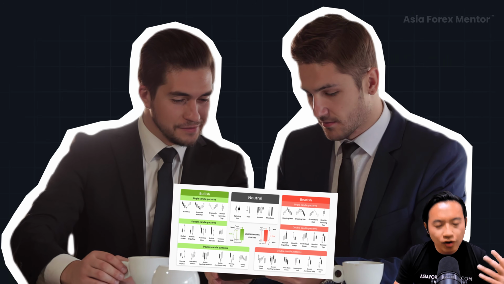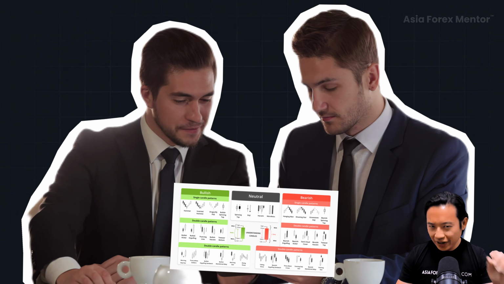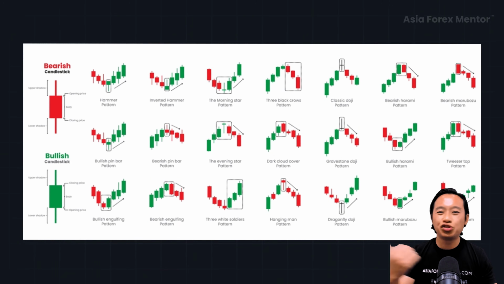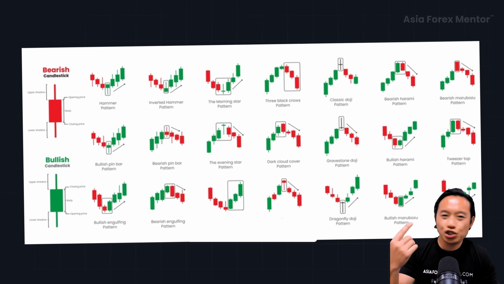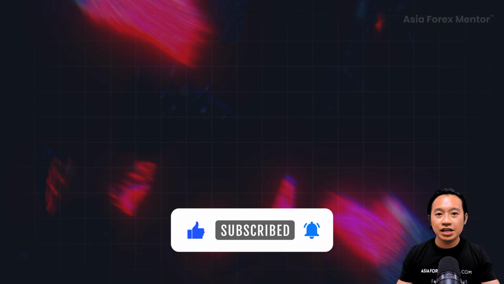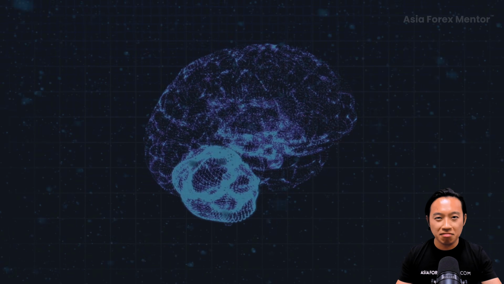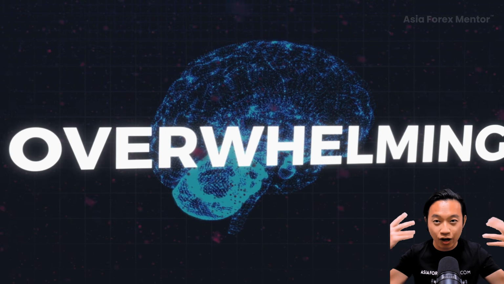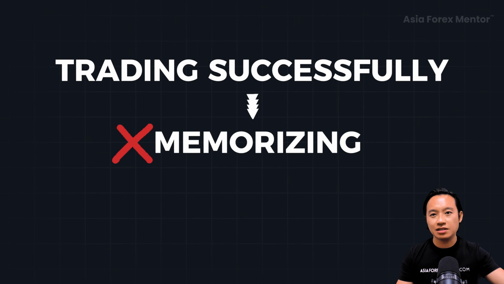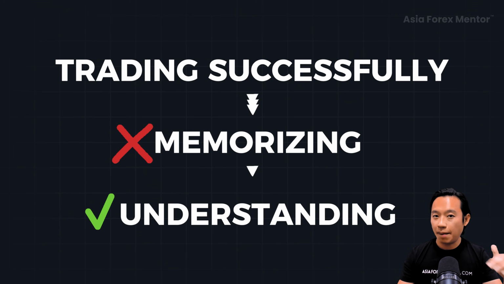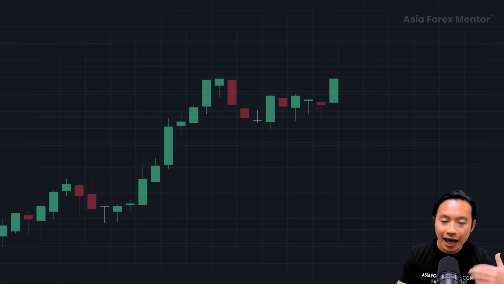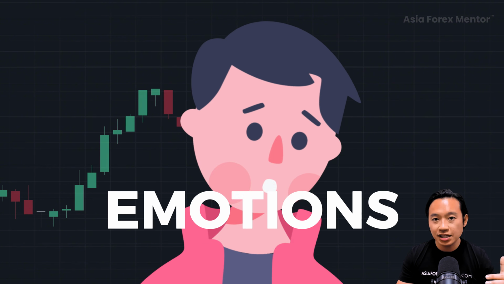So now, all of you who dabbled in candlestick patterns for a while, you will face this problem. And what is this problem? There are so many patterns out there. You have the 3 white soldiers, the bullish engulfing, the shooting star, the hammer, the harami, the doji, etc. Memorizing all these complexly named patterns adds up and becomes overwhelming. And trading successfully isn't about memorizing all these patterns. It's about understanding what's happening beneath the surface, the shifts in market strength and direction, and how emotions influence the trend.